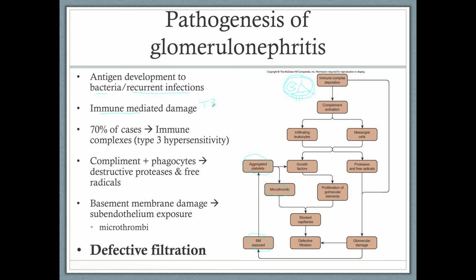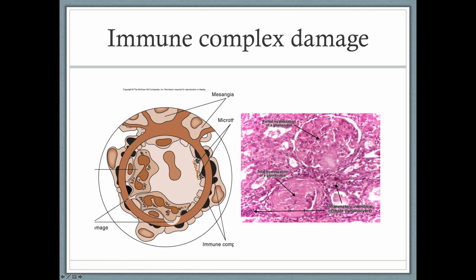This is just a picture from an older textbook showing you a close-up of a glomerular capillary. We see some little clots forming here, and we see these phagocytic cells responding to that and then starting to damage the basement membrane. This is what this looks like in real life, and we also refer to this as hyalinization.